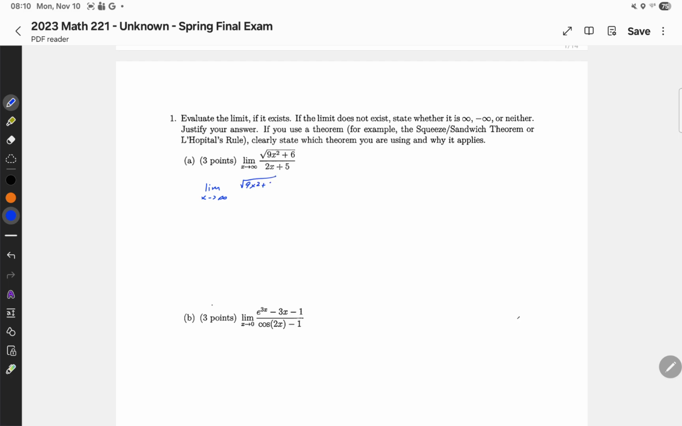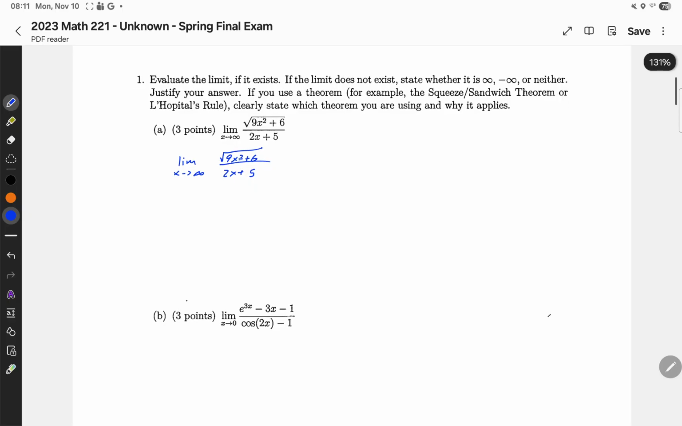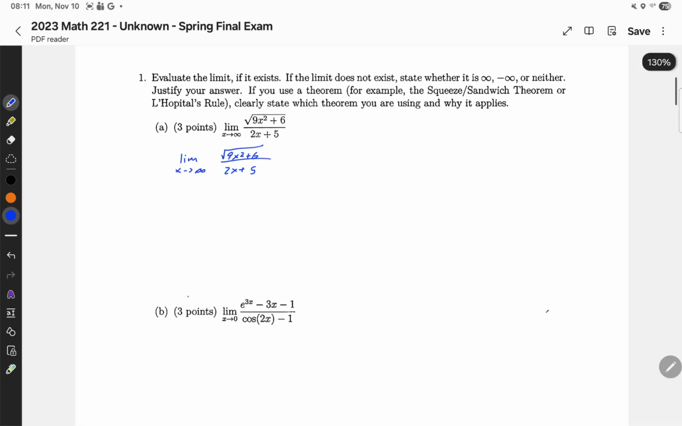So, part A, we have the limit as x approaches infinity of the square root of 9x squared plus 6 over 2x plus 5. For questions like this, these can be a little bit tricky because you have this weird radical on the top and this fraction on the bottom. But the way you're going to want to do this is because you notice that if you take the square root of x squared, that's x. We can actually cancel these out nicely. Or not cancel, per se, but you'll see what I mean.